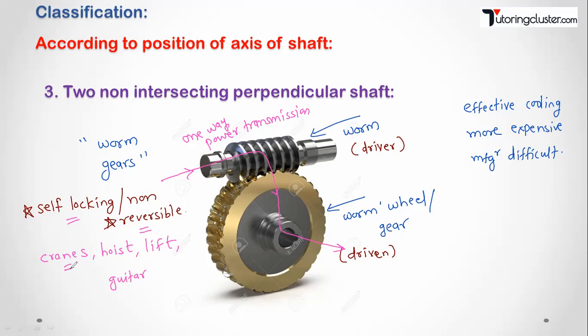Self-locking, for example, in a crane: let's say you have lifted some heavy object with the crane, obviously it should automatically get locked, right? If it falls back, it is going to be hazardous. So that's why once any product is lifted, it should get locked there. That's why in cranes, hoists, lifts, worm gears are used. Please note down all these important points: the application, advantages, disadvantages, and also the picture is very important. The major point you have to remember is that it's self-locking.